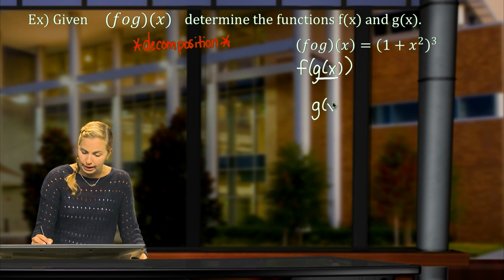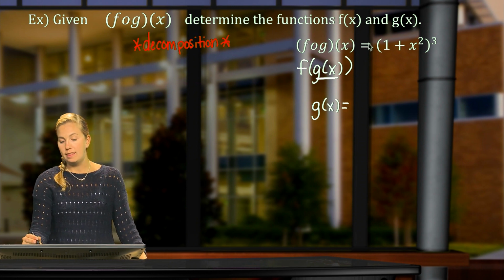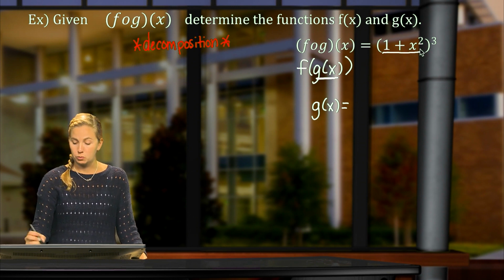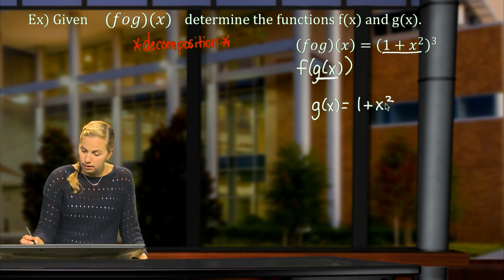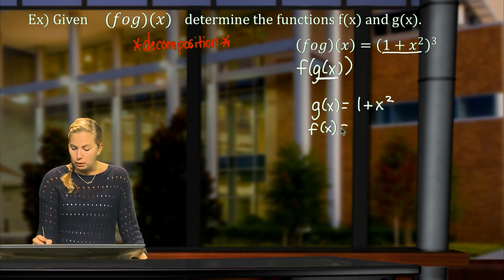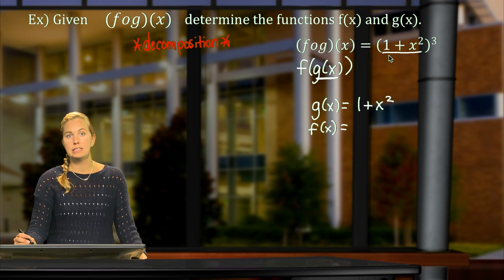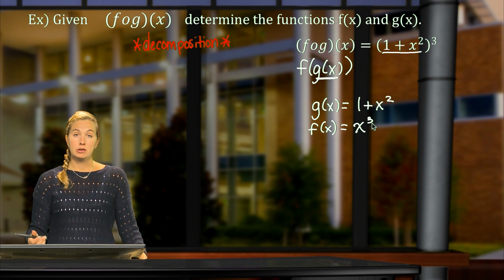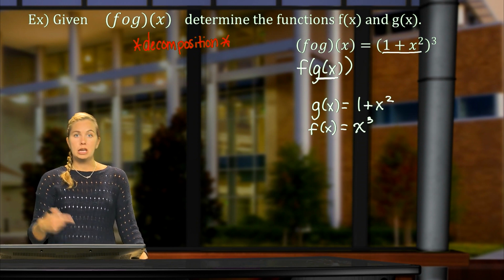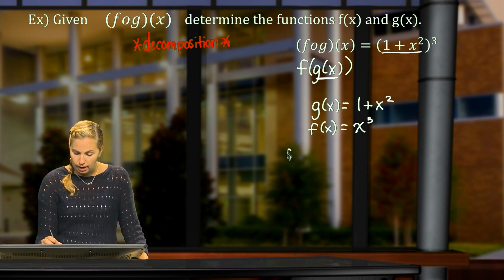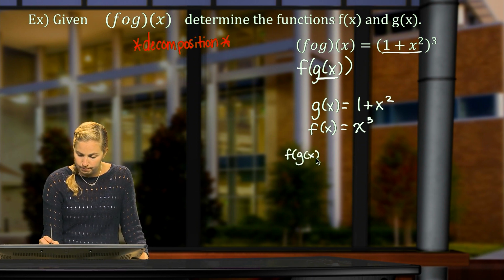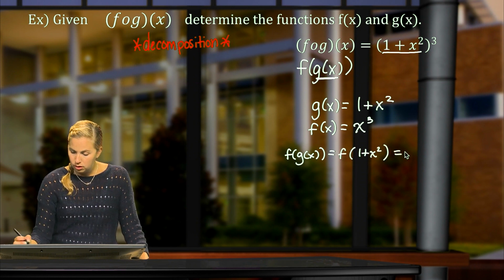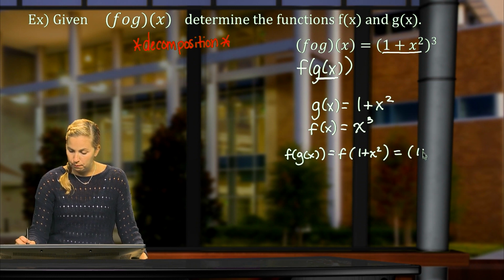So I took something and plugged it into something else. So if I choose my inside function first, I can look at this and determine what is actually on the inside. Well, it looks like 1 plus x squared is on the inside. The outer function is what we plugged this into. Well, we plugged it into something cubed. So it's x cubed.